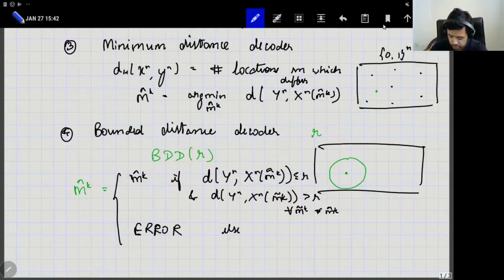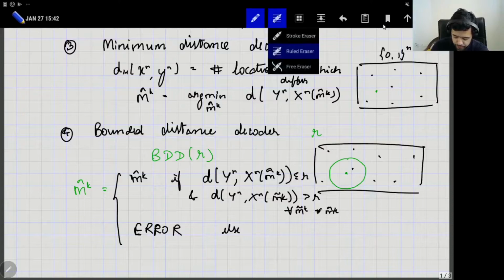Okay, so suppose that this is the received sequence and these are possible code words. This is the code book. The black dots denote the code book and the green dot denotes the received sequence. Now in this case there is only one sequence which is within a distance of r from the received sequence, so it outputs this particular code word.